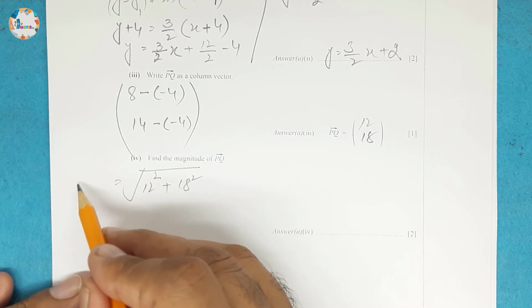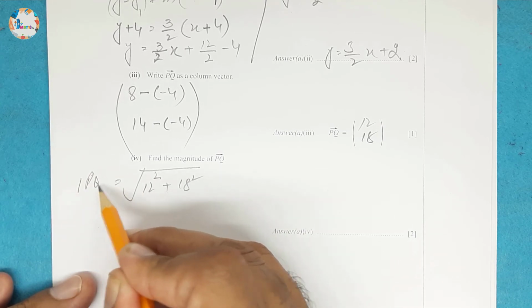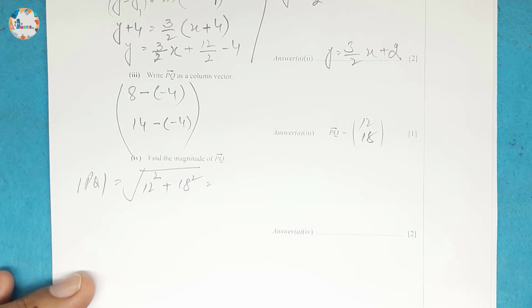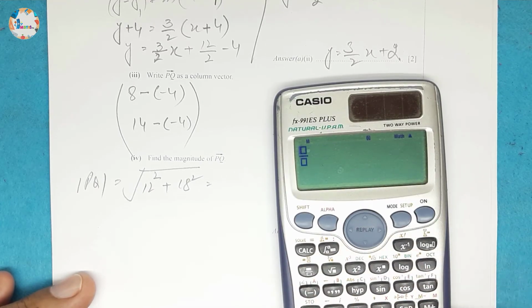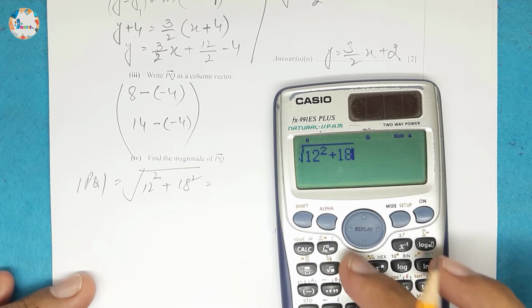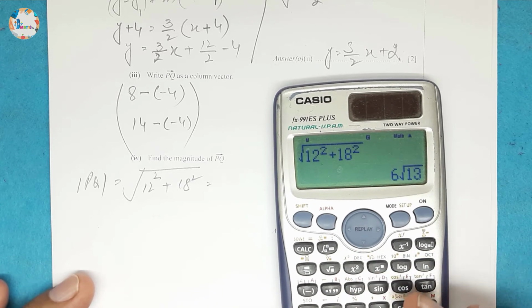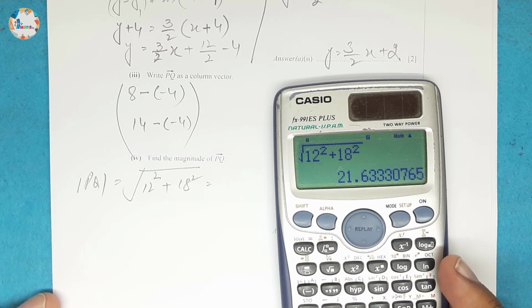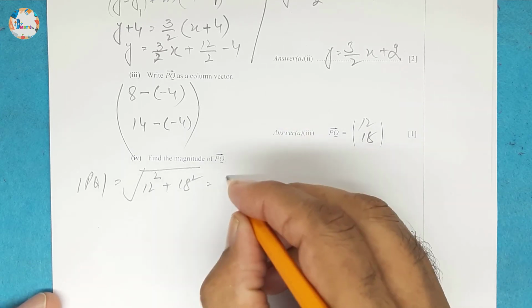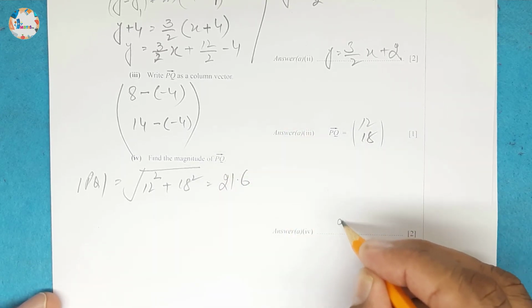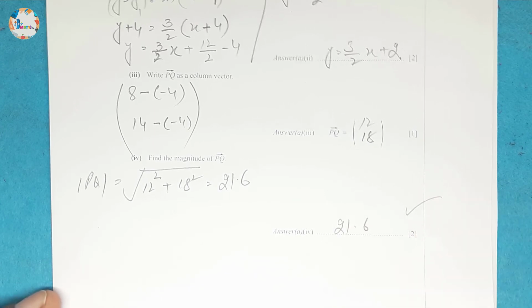This will be basically the magnitude of PQ, and we can check for that. This will be 12 squared plus 18 squared, and this is resulting to 21.63. So 21.6 will be our final answer.